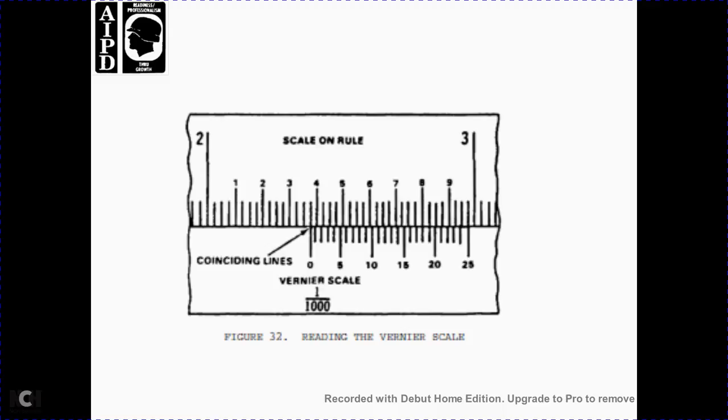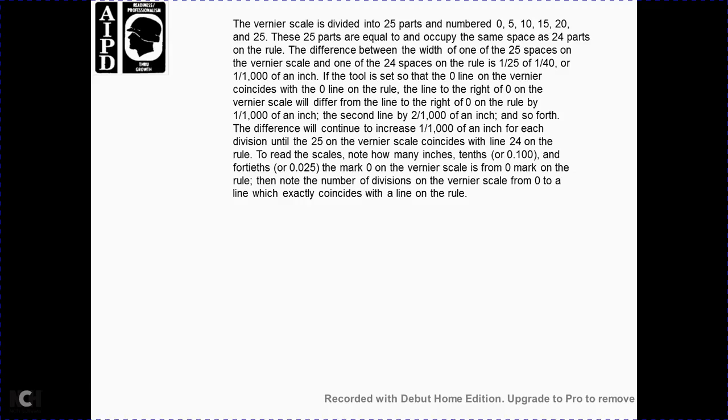Alright, 32. Reading the vernier scale. The vernier scale, the coinciding line with the scale on the rule, 1/1000th. The vernier scale is divided into 25 parts numbered 0, 5, 10, 15, 20, and 25. The parts are equal to the same space occupied by 24 parts on the rule. The difference between the width of 1 of the 25 spaces on the vernier scale and 1 of the 24 spaces on the rule is 1/25th of 1/40th, or 1/1000th of an inch.